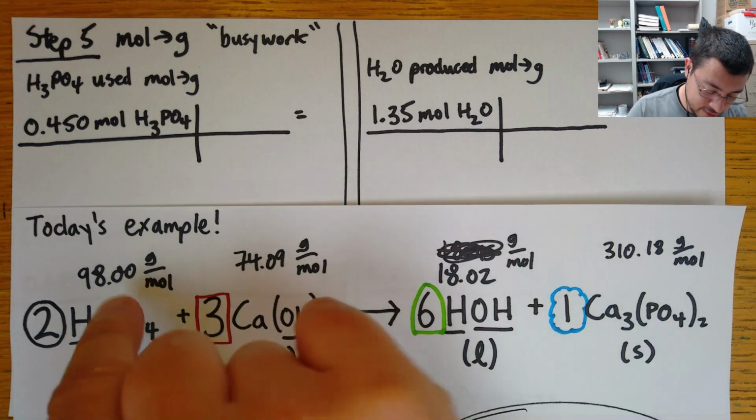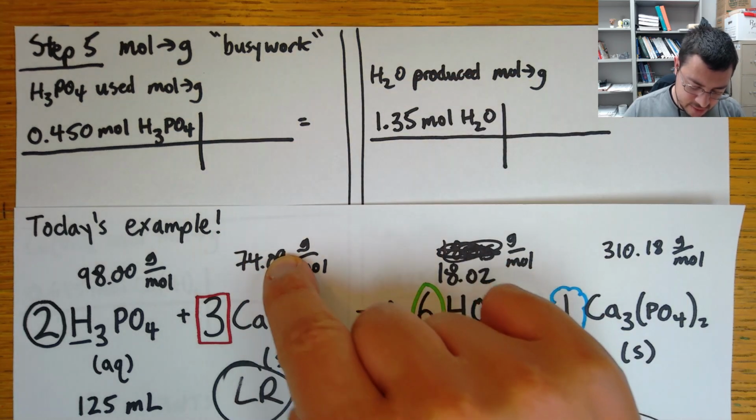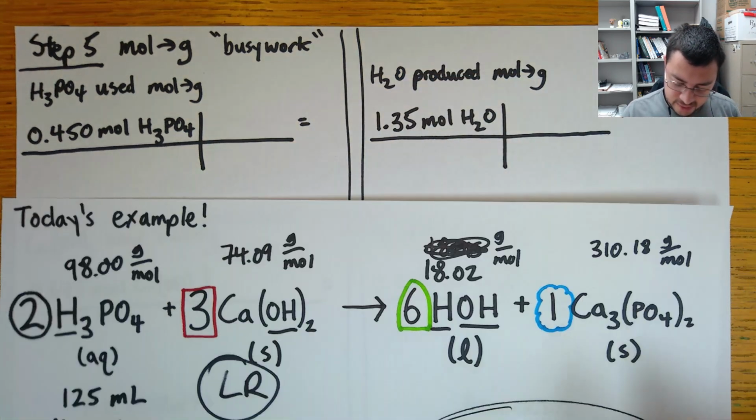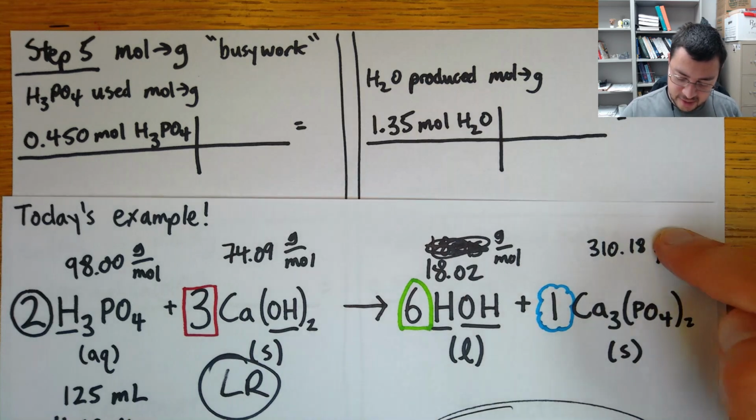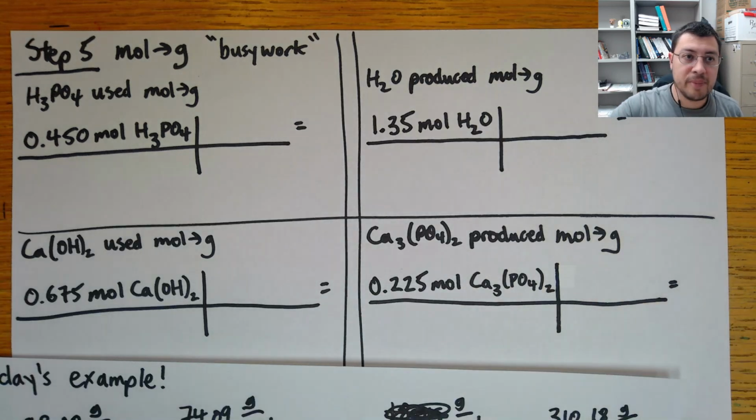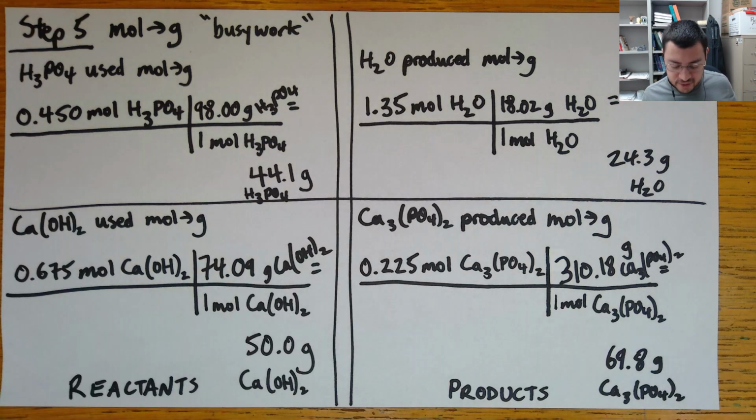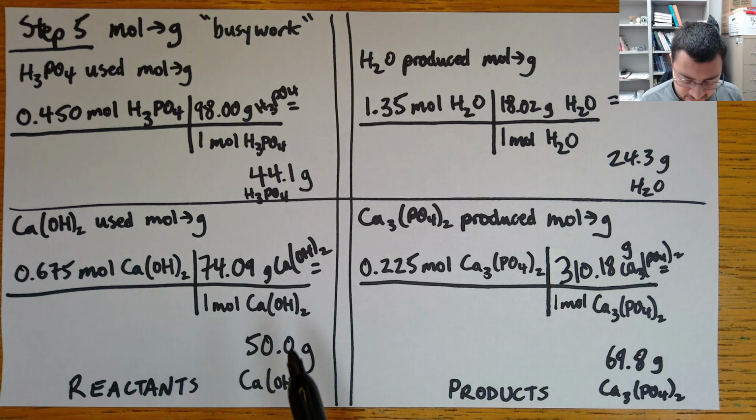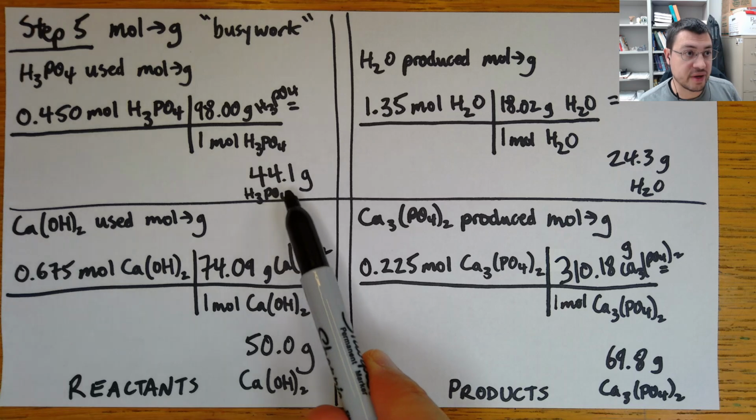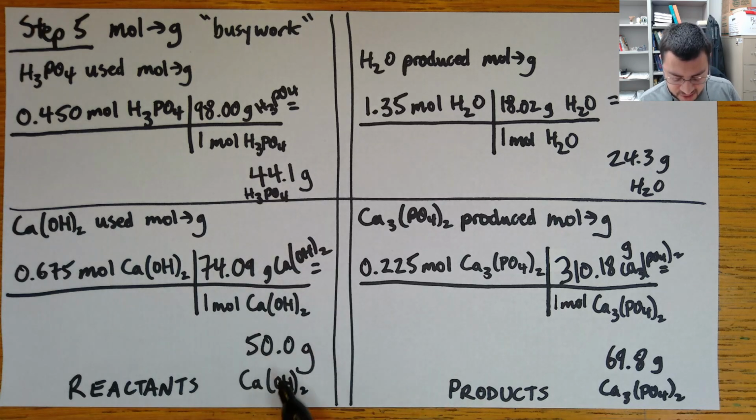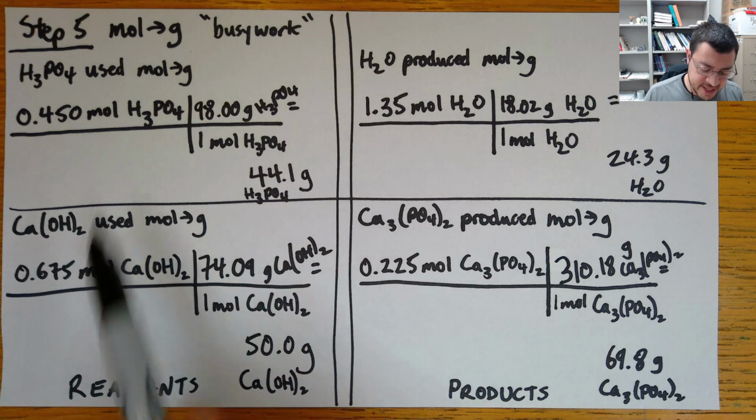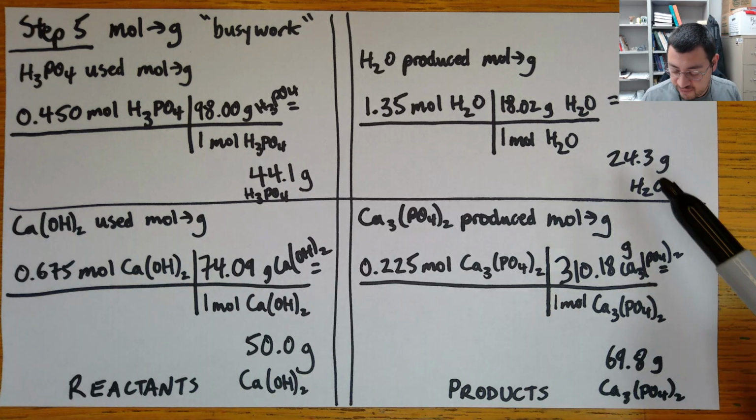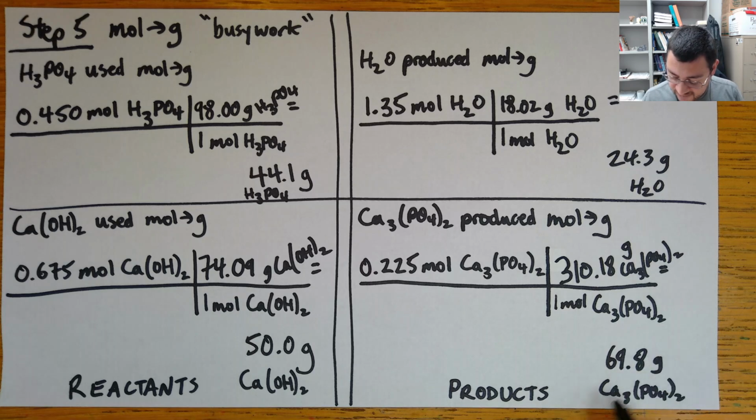All right. So that molar mass, that molar mass, that molar mass, that molar mass. Put them in. Calculate. All right, so here's the numbers I get. I get 44.01 grams phosphoric acid, 50.0 grams calcium hydroxide, to finish out our reactant side. 24.3 grams water, 69.8 grams calcium phosphate for our product side.